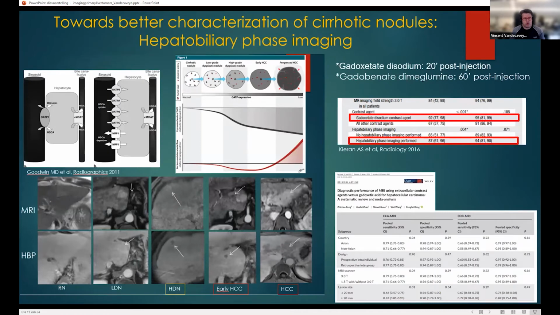The other strong tool for characterizing cirrhotic nodules is, as I already mentioned, hepatobiliary phase imaging. It takes advantage of the ability of the liver to excrete bile. So these are the two types: gadoxetate disodium, 20 minutes post-injection, and the one we can use in Belgium, gadobenate dimeglumine, at least 60 minutes post-injection. We never have patients complaining about that. If we explain it very well that it's necessary, they cope with that prolonged imaging time.